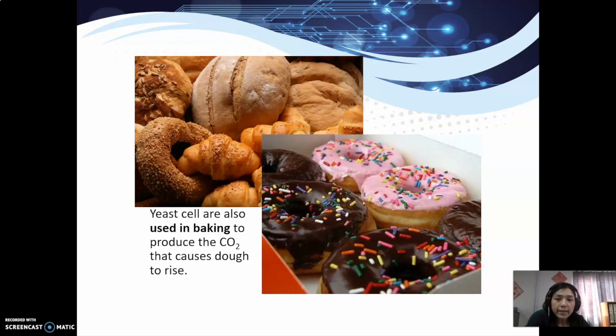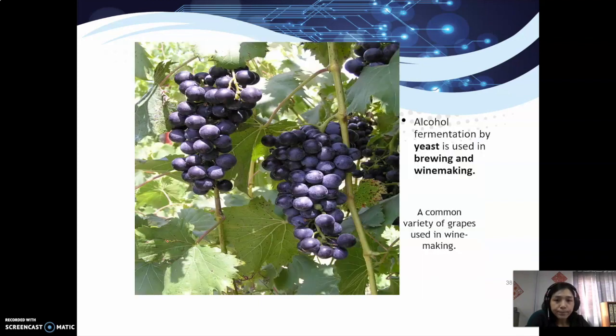So these are the examples of bakery, in the baking process where the yeast is used to produce the CO2 that causes the dough to rise. Alcoholic fermentation by the yeast is used in brewing and wine making. Example, grapes used in wine making.